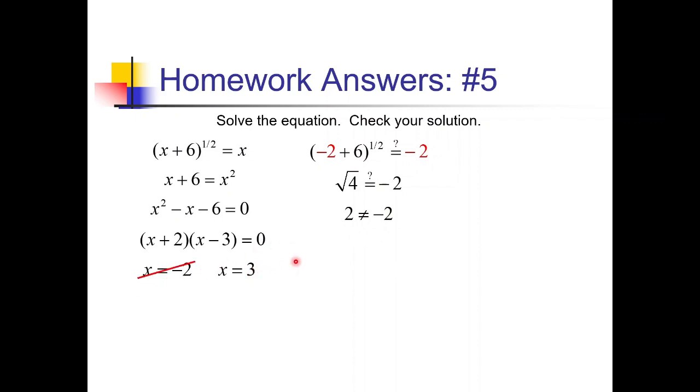Let's move on to x equals 3 now and hope for better things. So if we plug 3 in, we've got 3 plus 6 to the 1/2 equaling maybe 3, hopefully. This is going to be 9 in here, and we're taking the square root of that. The square root of 9 is 3. Since 3 equals 3, that means that this answer of 3 is the correct answer.